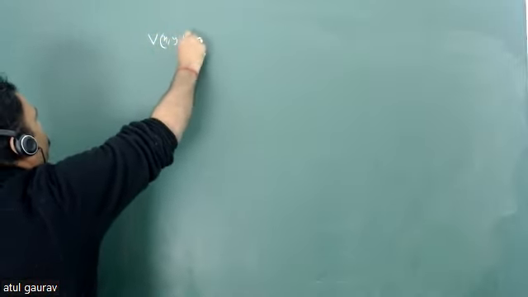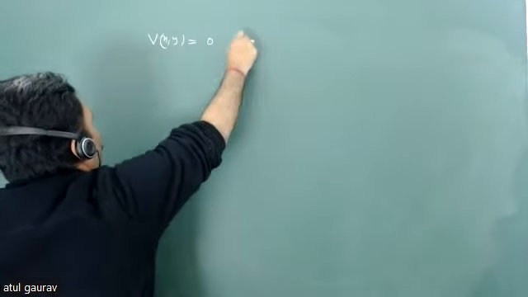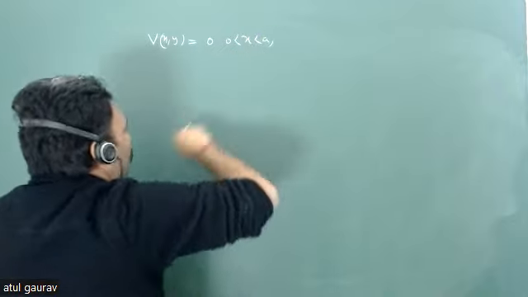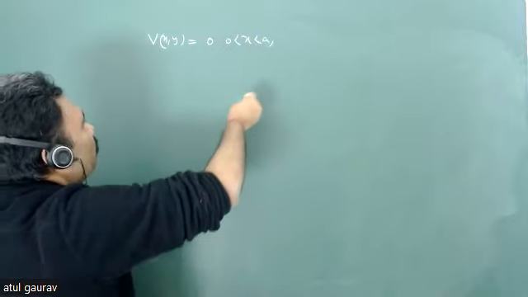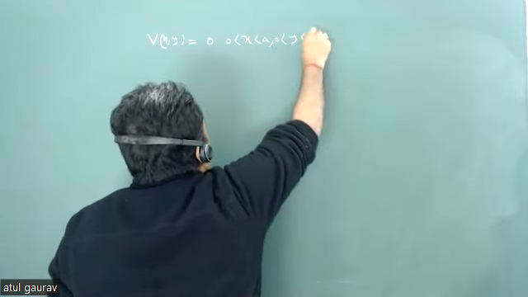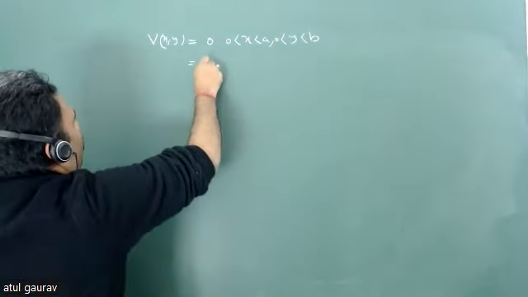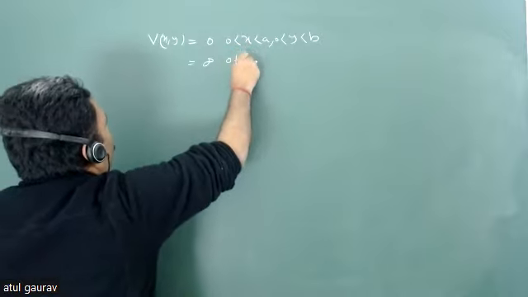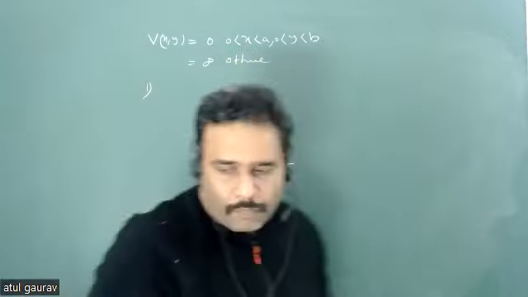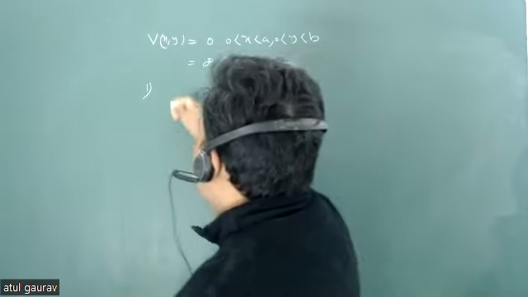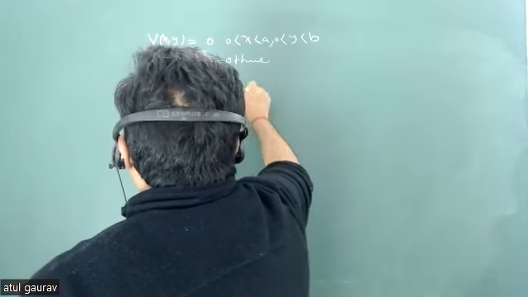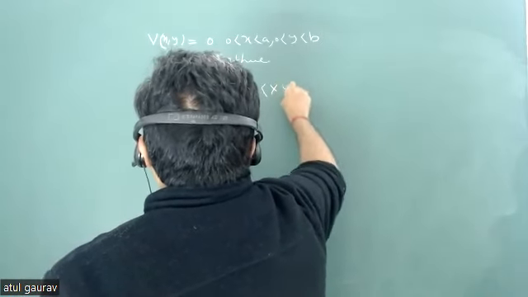V(x,y) is equal to 0 if x is between, sorry, 0 to a and 0 to b, infinity otherwise. Question number 1. Find the average value of x, average value of y, average value of x and y.